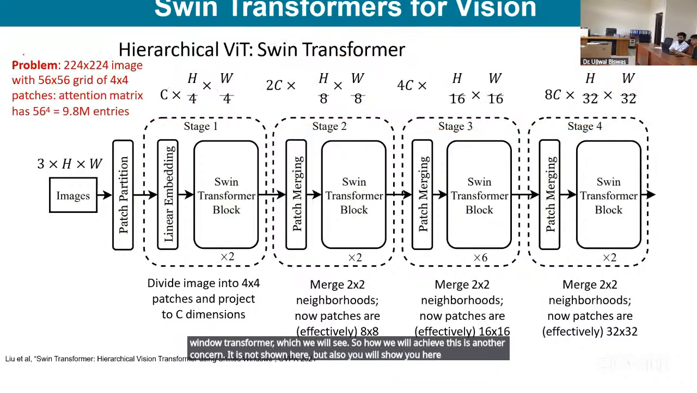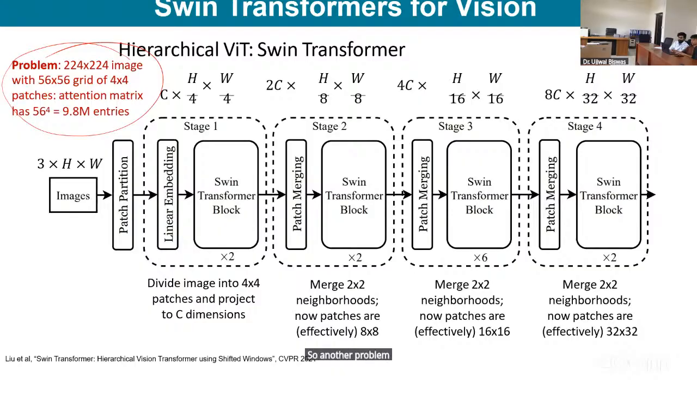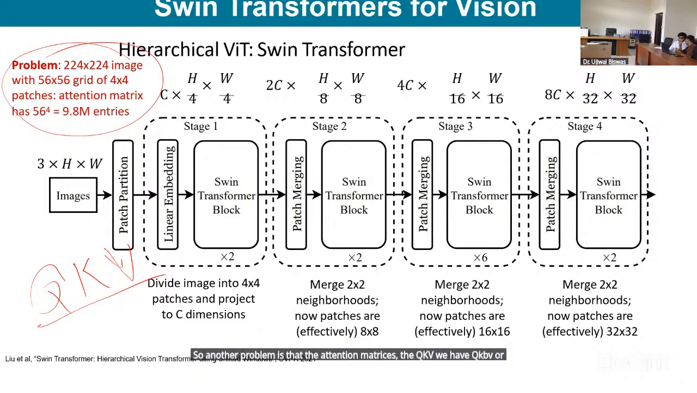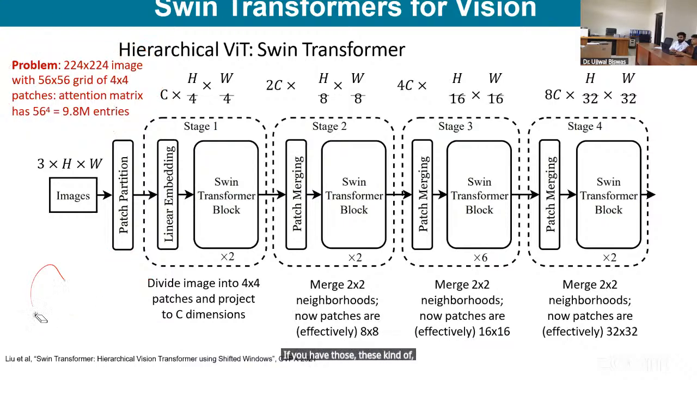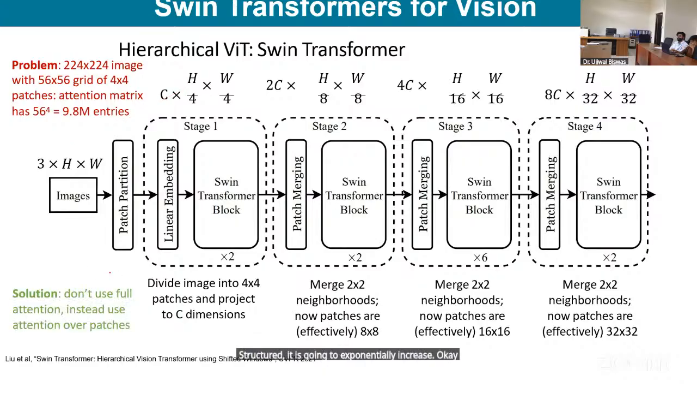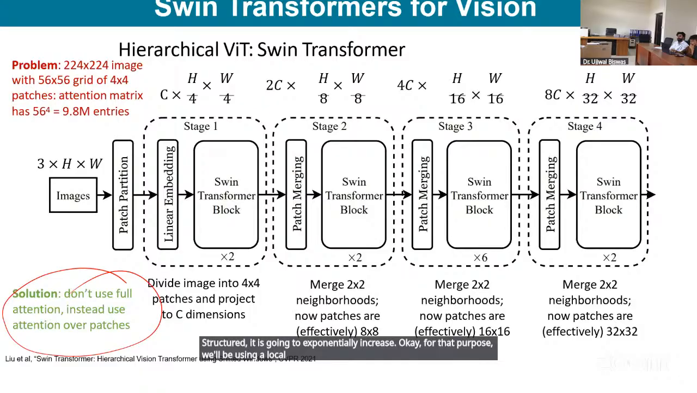Another problem is the attention matrices, the QKV, the keys, queries and values. These are attention matrices which need to be computed, and if you have this kind of structure, the cost is going to increase exponentially. For that purpose, we'll be using a local attention mechanism where the attention goes over only the local patches, not all the patches.